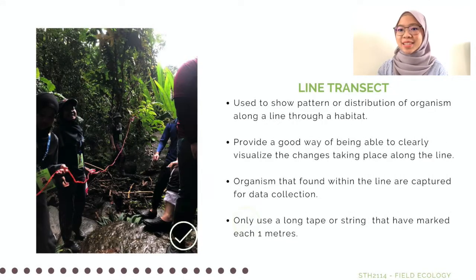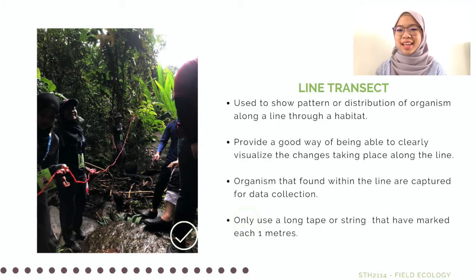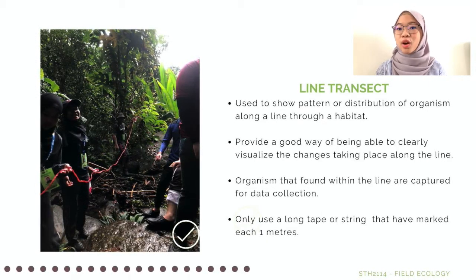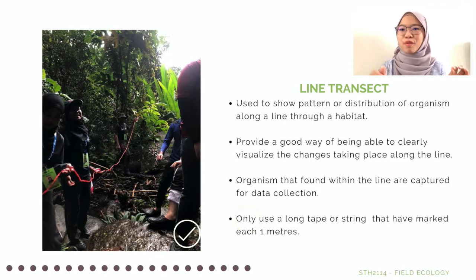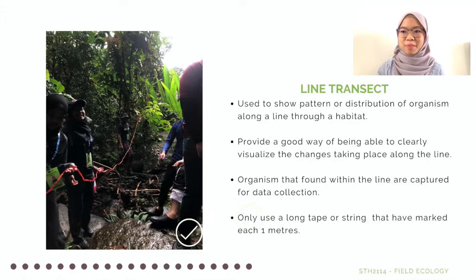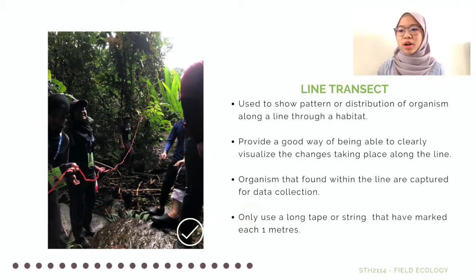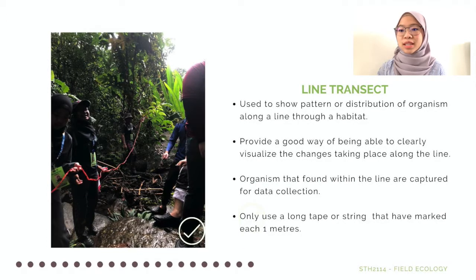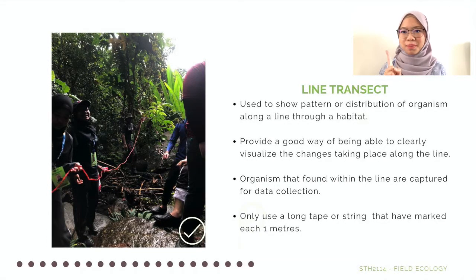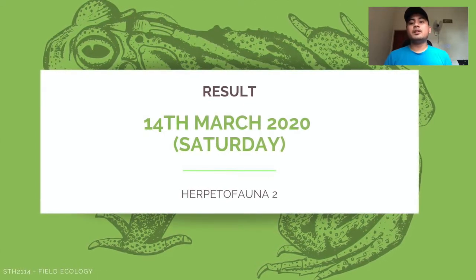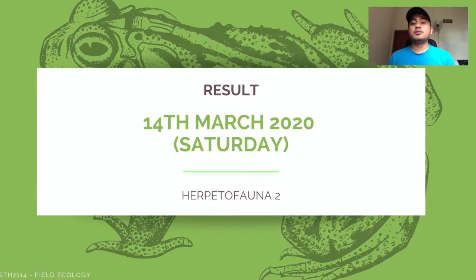Next, the last method that we use is line transect. Line transect is used to show distributions of organisms along a line through a habitat. It provides a good way of being able to clearly visualize the changes taking place along the line. And organisms that are found within the line are captured for data collection. We use a long tape that is marked every 1 meter. Our first sampling session starts on 13 March until 16 March 2020.